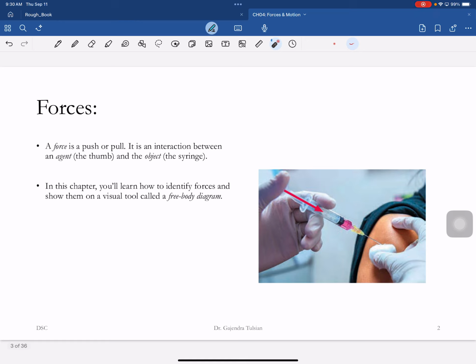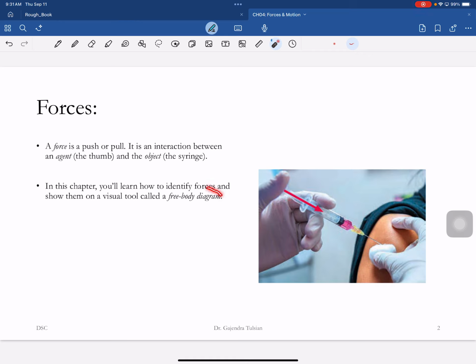Here is an example of a force that you're exerting. You're exerting a force on the syringe, and that force gets transferred to the tip of the needle. So a force is a push or a pull. In this case, it's a push. It's an interaction between an agent, this is the agent of the force, and the object. So the object is the syringe in this case.